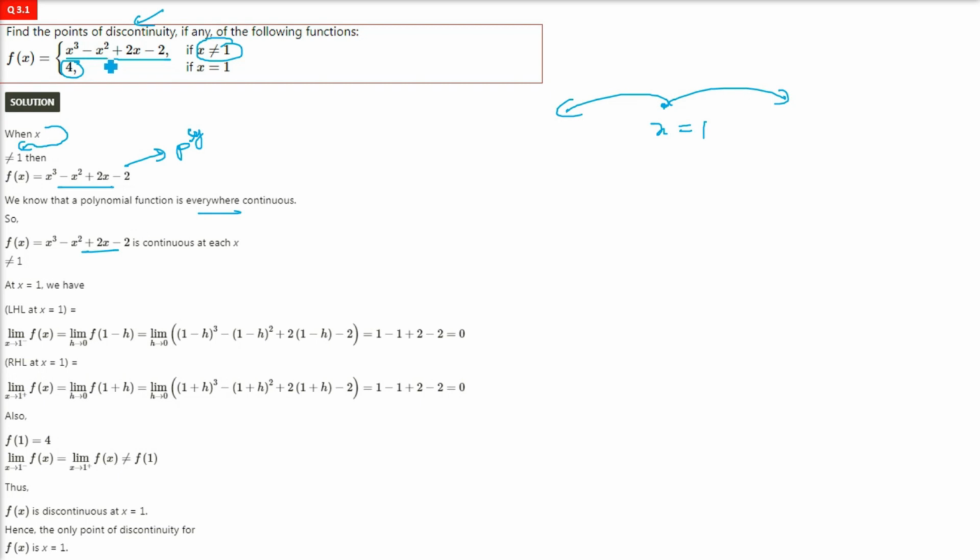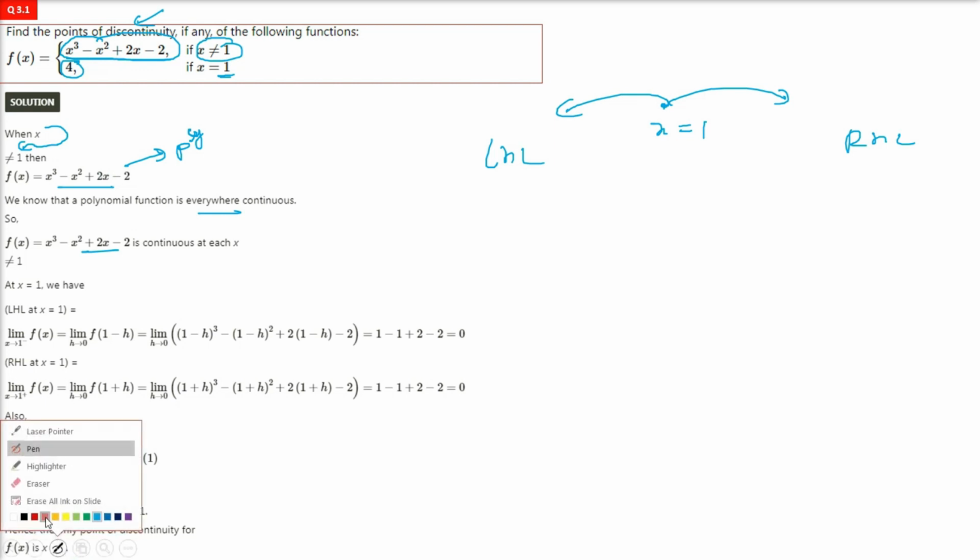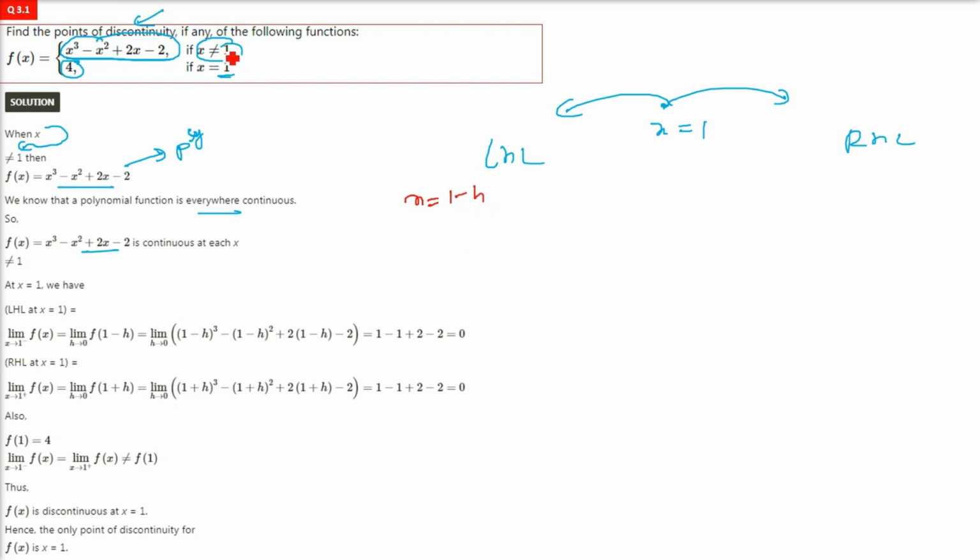Continuity and discontinuity, we have already seen. But when the question is saying, okay, check it when x equals 1, it is 4, then say whether it is continuous or not. So we will do LHL and RHL. We'll use 1 minus h because we have to check at x equals 1. So we'll just place x equals 1 minus h on the left hand side, and here we will put x as 1 plus h on the right hand side.